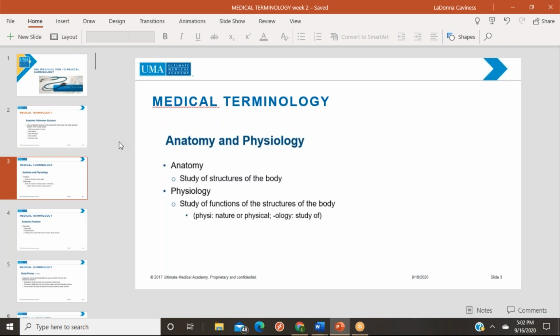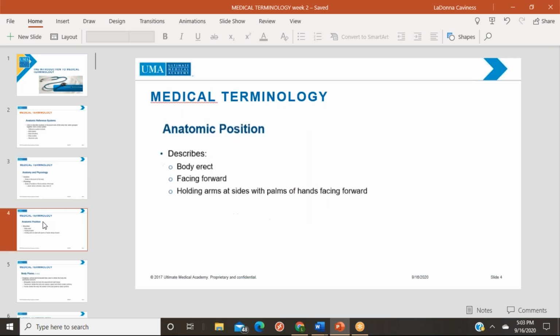Let's talk a little bit about anatomy and physiology. Anatomy is the structure of the body, and physiology is the study of function of the structures of the body. So physiology is the study of the functions of those structures in our bodies. Anatomic position describes the body erect, facing forward, holding arms at your side with palms or hands facing forward.